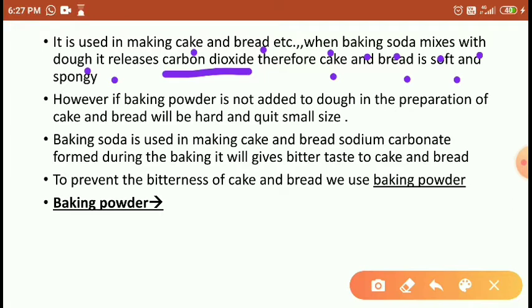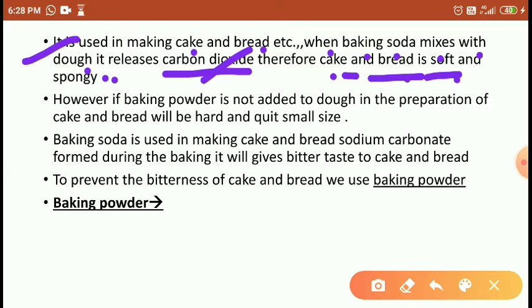When we add the sodium hydrogen carbonate to the dough, it releases carbon dioxide. When it releases carbon dioxide, the cake and bread are so soft and spongy. If it does not release carbon dioxide, it becomes crispy and crunchy.